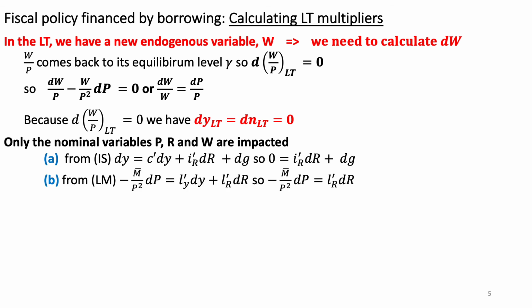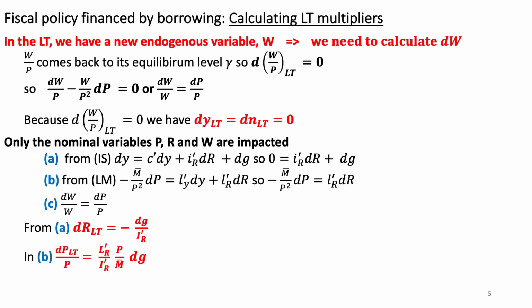We then take our equations IS and LM to calculate the multipliers. In IS, we replace dy by 0, so you'll get dr easily, which you can then inject in LM to obtain dp. And finally, using the real wage differentiated, we obtain dw.